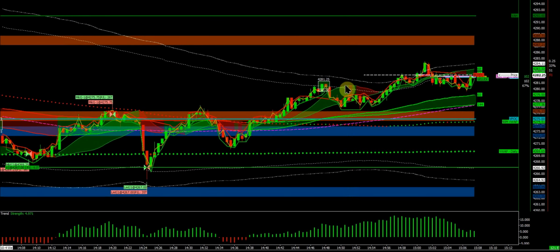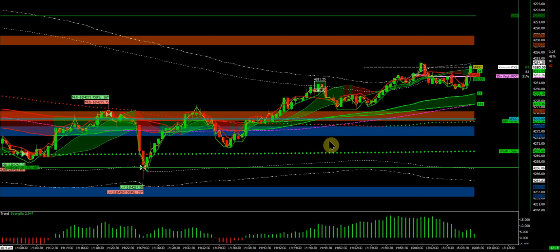So there you go. Now we're a little overextended because we're outside of this top band right here. We come back, but we're still green. We still have increasing volume, right?